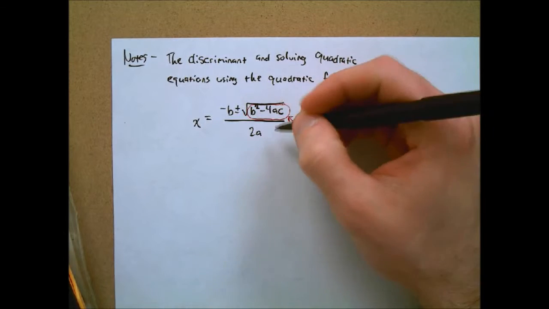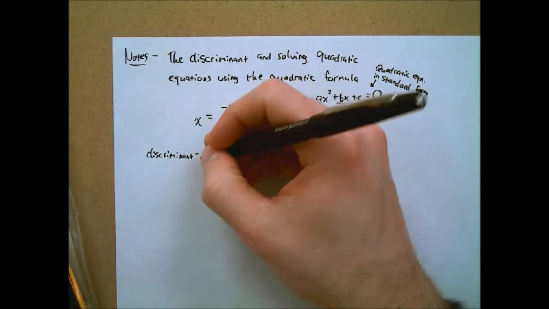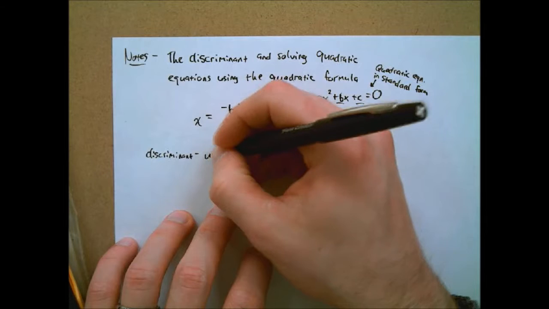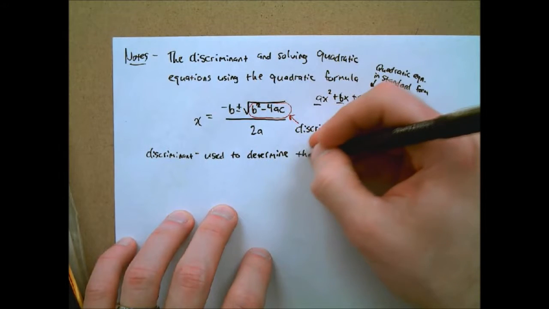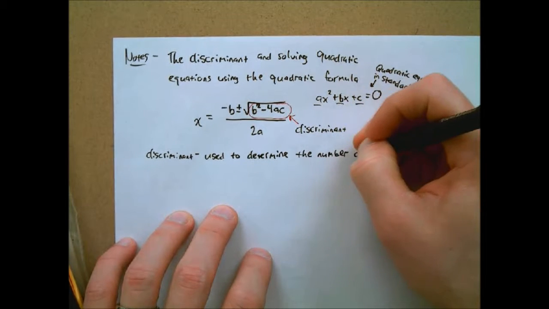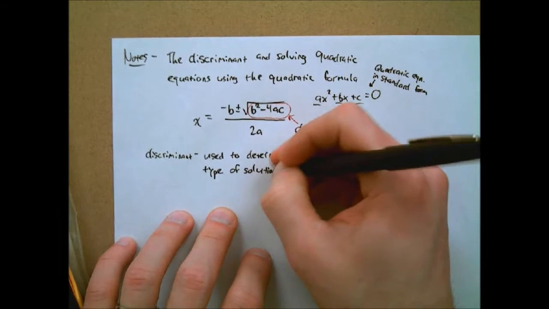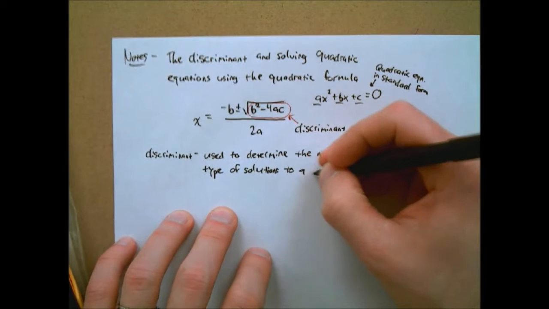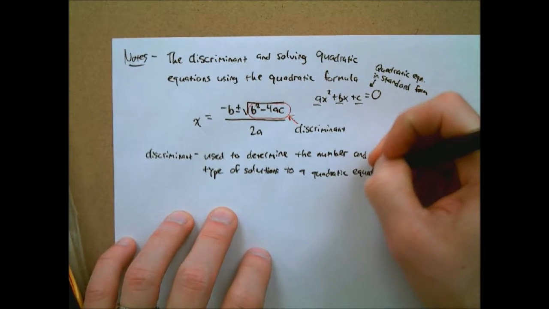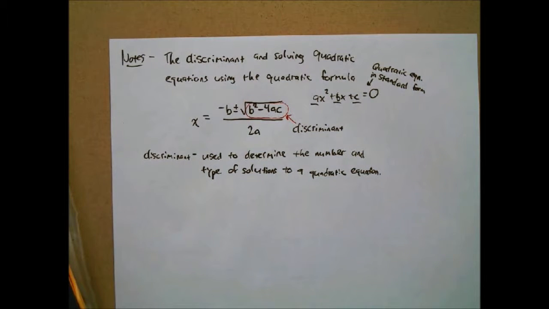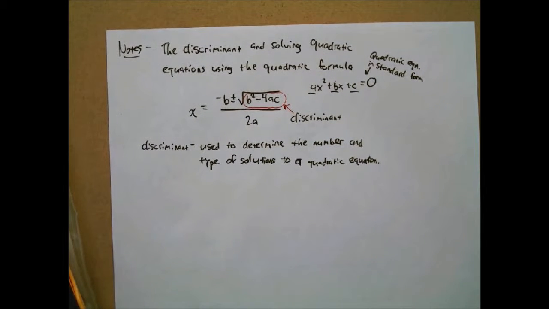So the discriminant is used to determine the number and type of solutions to a quadratic equation.